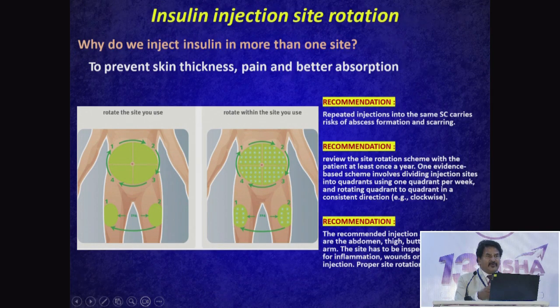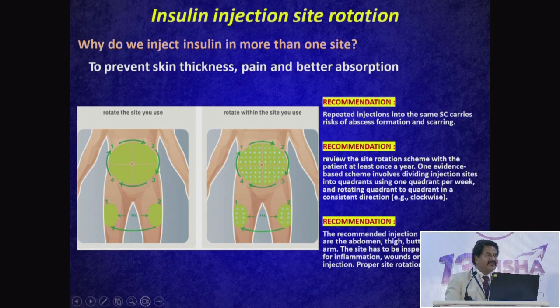We don't find time to educate our patients and our staff. But if we educate them and make them do it, the patient will achieve very good glycemic control without the risk of hypoglycemia. We need to inject insulin at more than one site to prevent skin thickening and pain, and for better absorption. So you have to rotate the site or zone, and also rotate within the site you choose. This is very, very important.